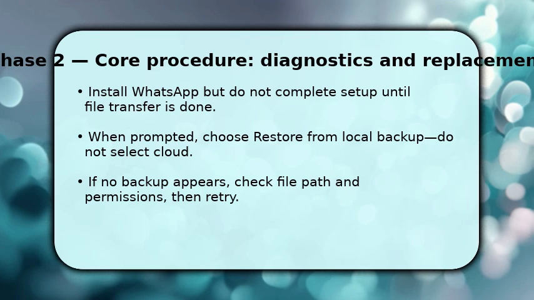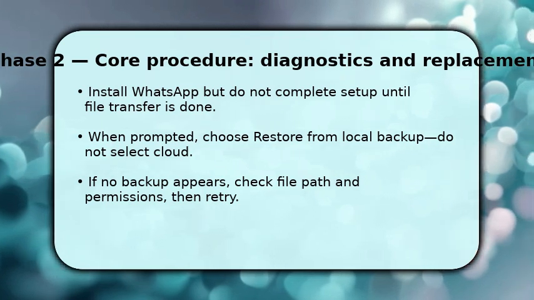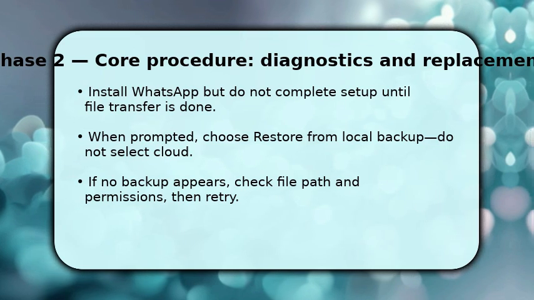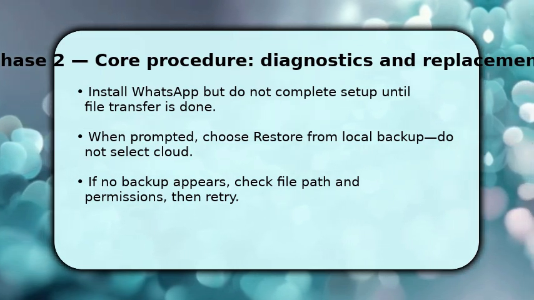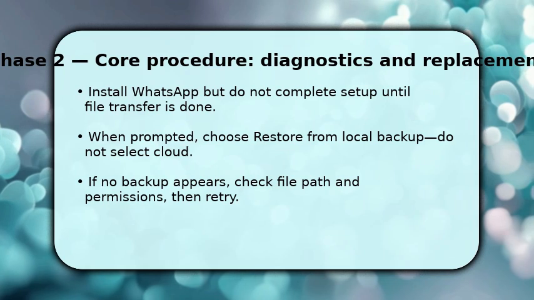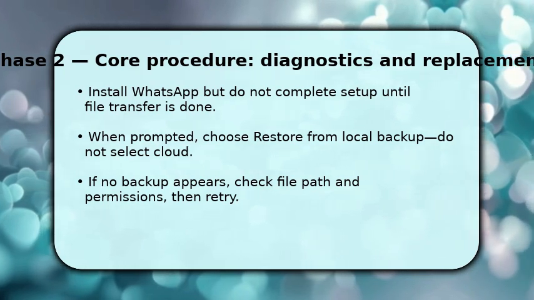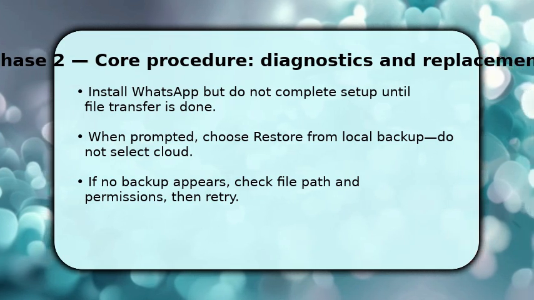Use the same phone number you used previously. When the app scans for backups, it looks for that databases folder path. Choose Restore from Local Backup when prompted. This instructs WhatsApp to import messages from the transferred msgstore file.